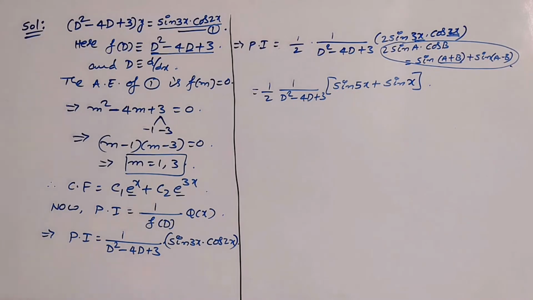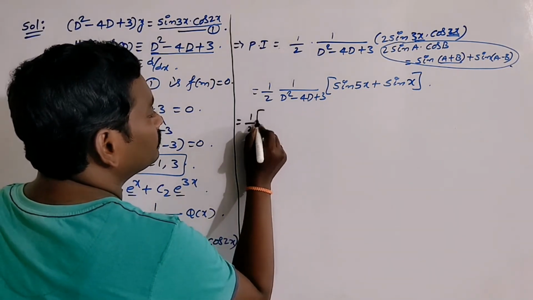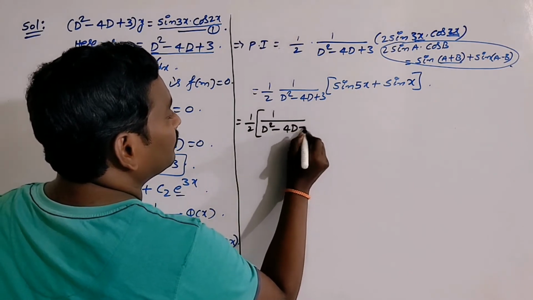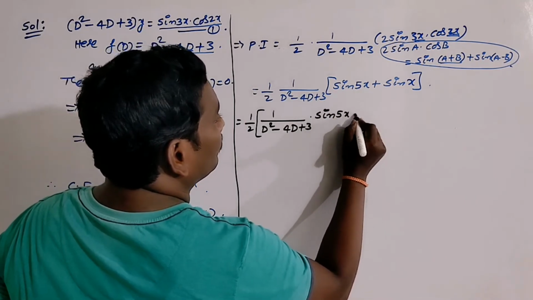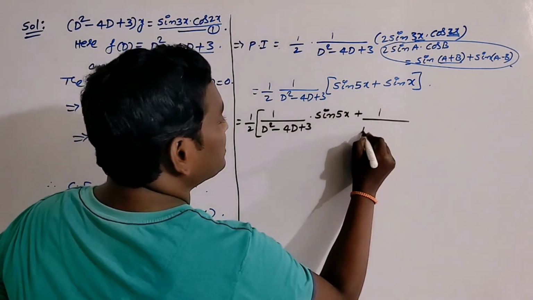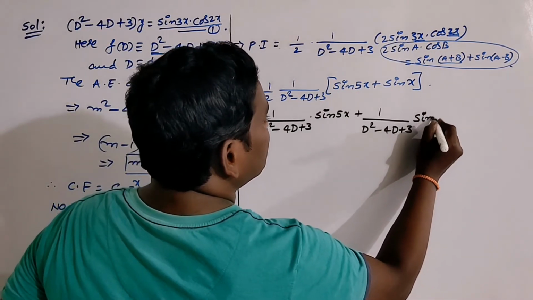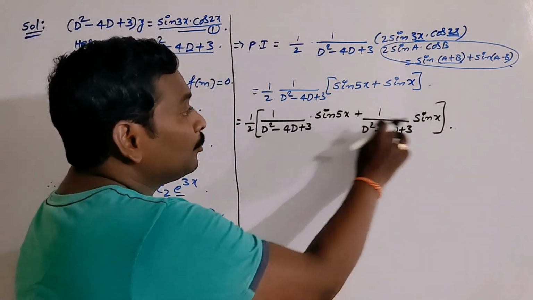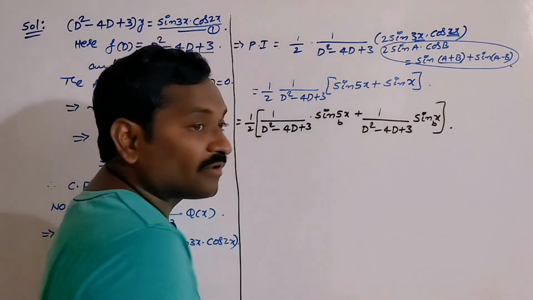So this can be written as half into [1 by D squared minus 4D plus 3 into sin 5x plus 1 by D squared minus 4D plus 3 into sin x]. Now clearly both parts are in the form of sin bx. Both are in the form of sin bx.